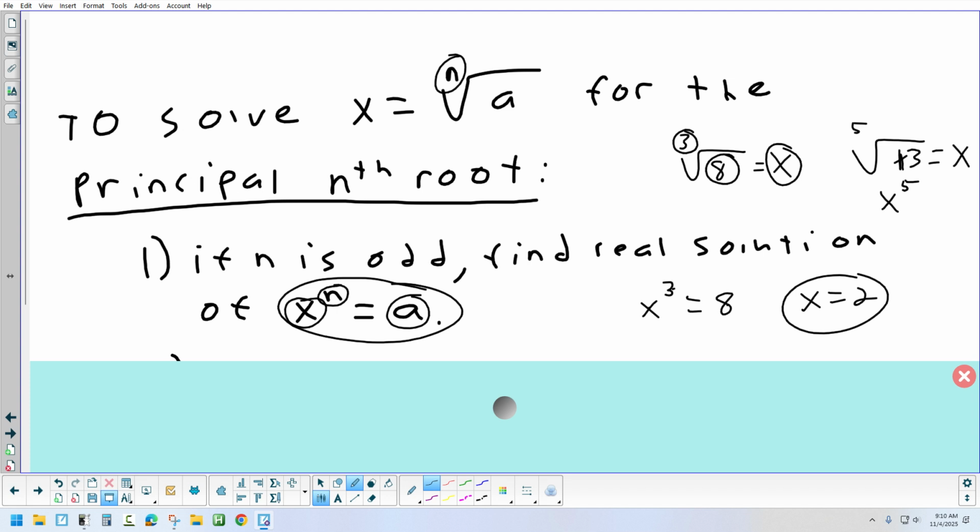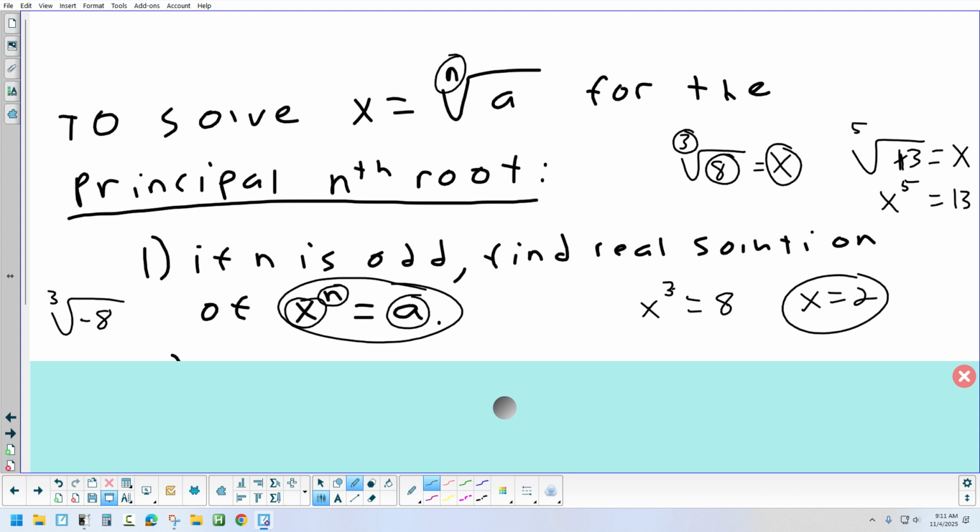Is there a number I can raise to the 5th power that would give me 13? It would be somewhere between 1 and 2. 2 to the 5th power is too big. That's 32. But 1 to the 5th power is too small. That's only 1. So I'd have to use my calculator to figure that out.